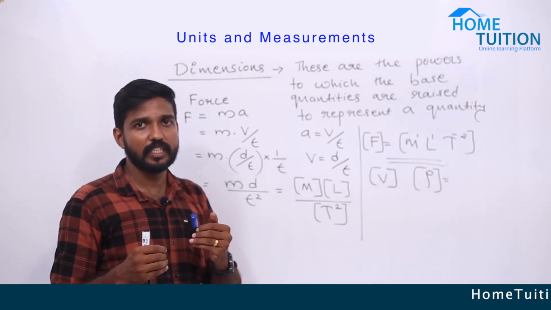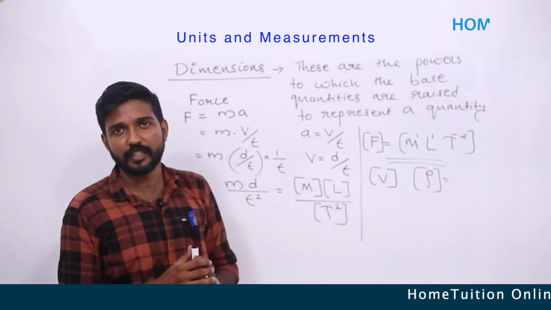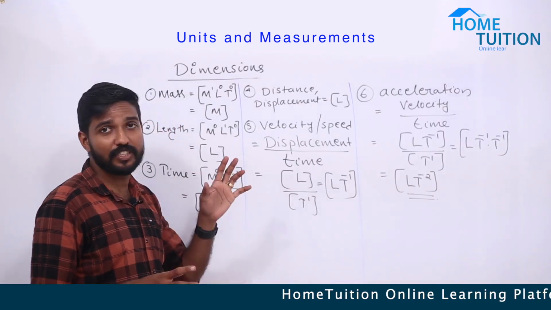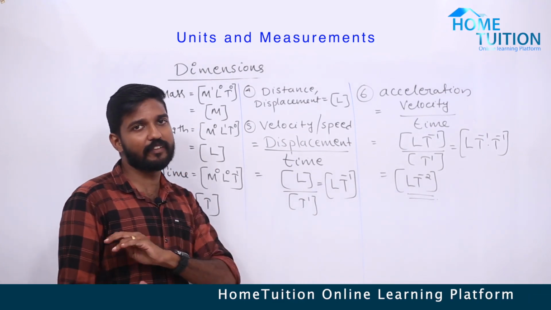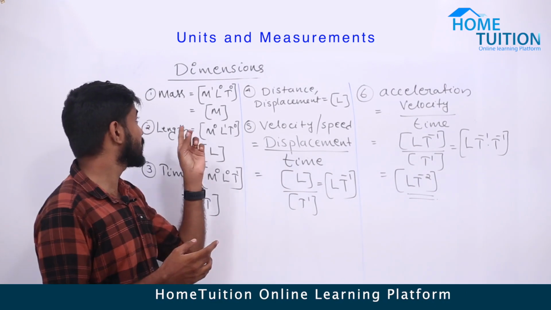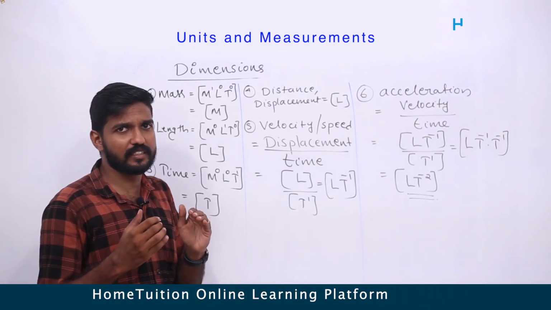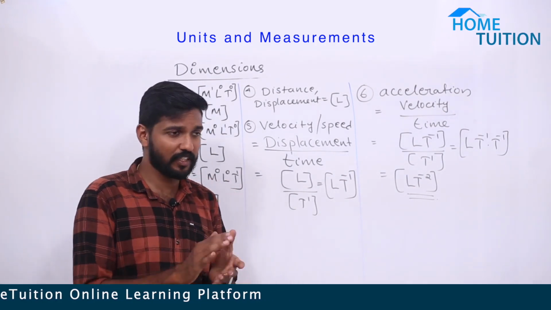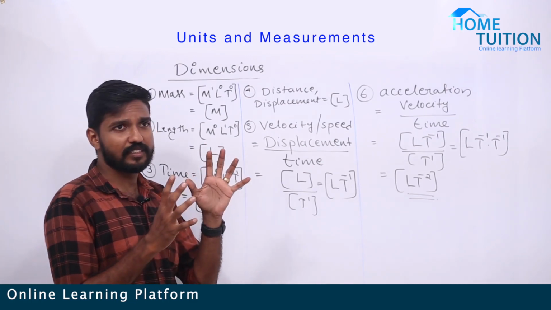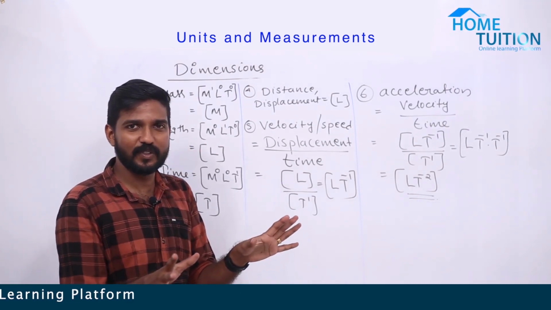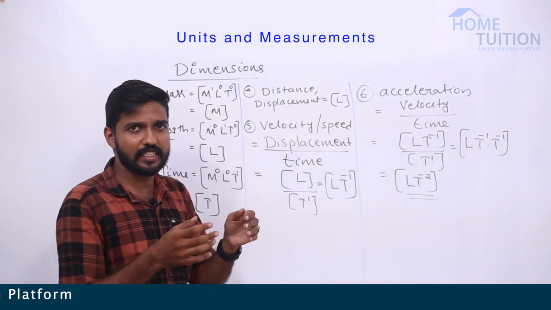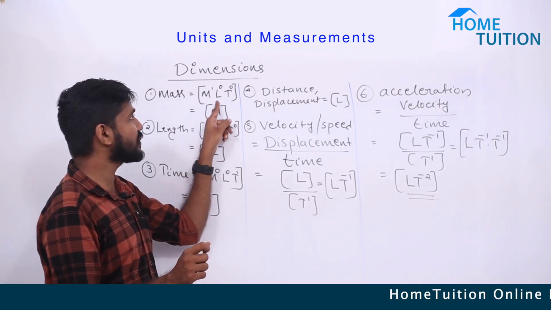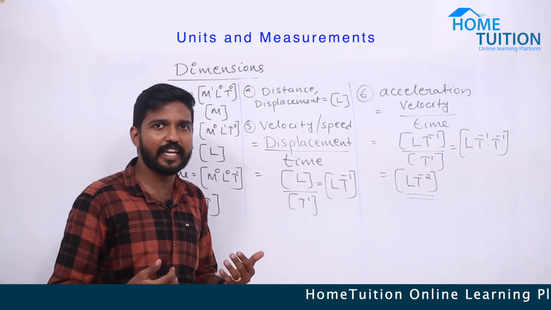Next, we are going to discuss the dimensional equation of certain quantities. Now we are going to discuss dimensions of some important physical quantities, both derived and fundamental. Here we have mass. Mass is a fundamental physical quantity. Mass is mass itself, right? So mass has no length, it doesn't depend on length, time, anything. So the dimension of mass is M raised to 1, L raised to 0, T raised to 0.